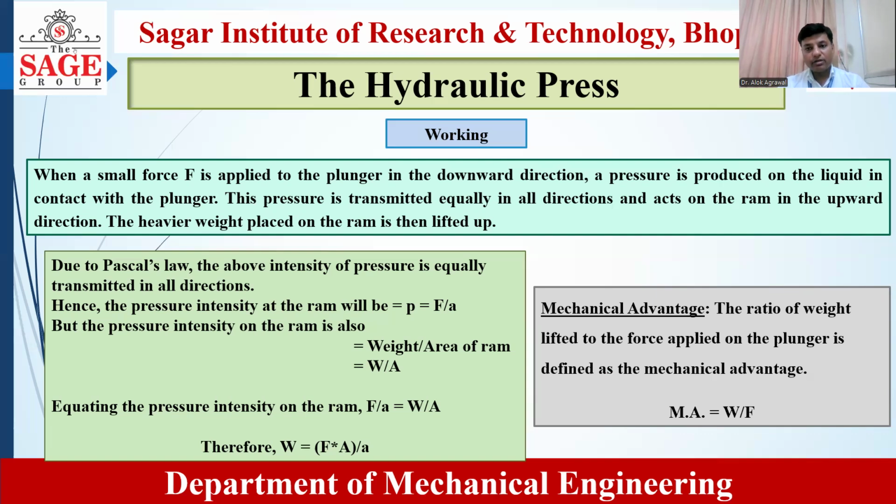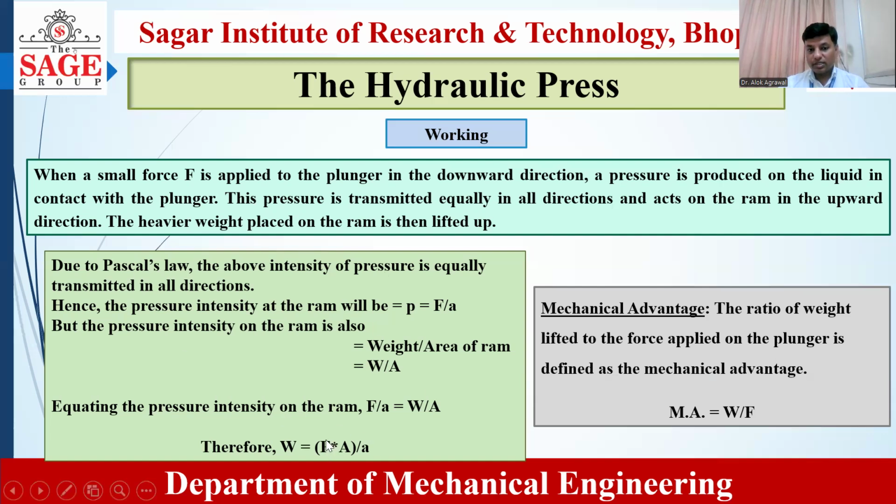And we are calling it mechanical advantage because we are applying lesser force and lifting a heavier load. So there is an advantage, we are getting an advantage mechanically, and its value is always greater than one. If we keep the ram area at 10 meter square and the plunger area at 2 meter square, then capital A by small a ratio will be 5.